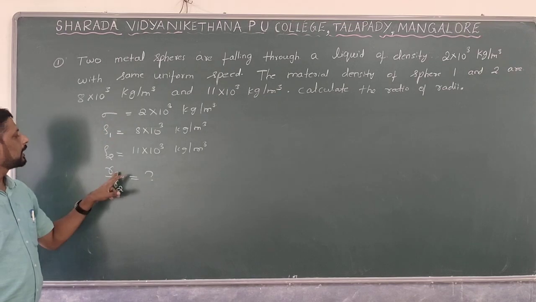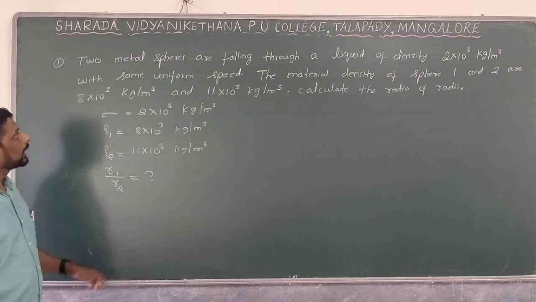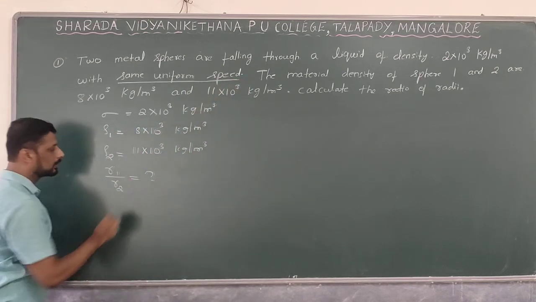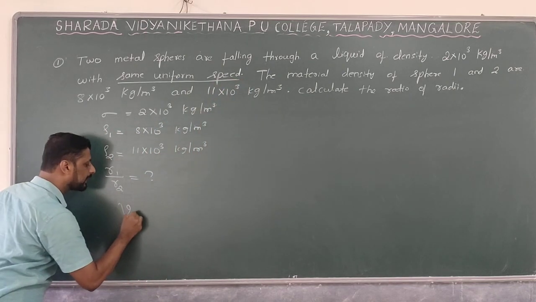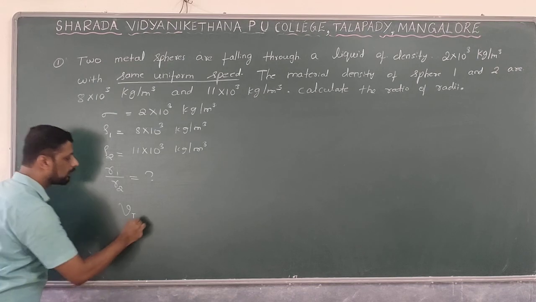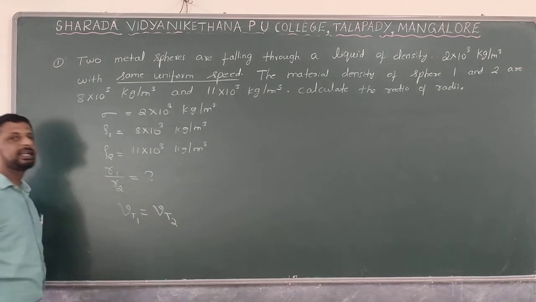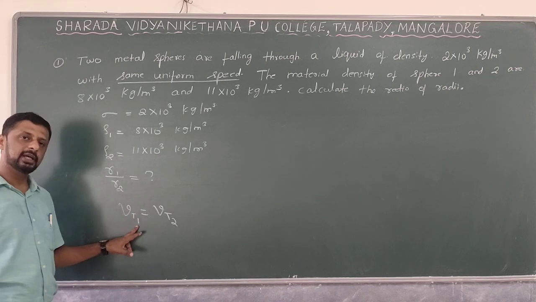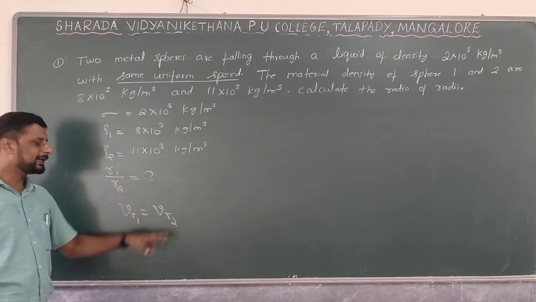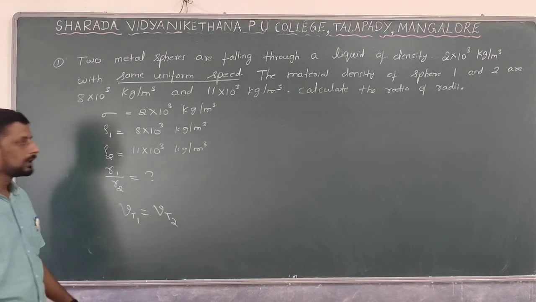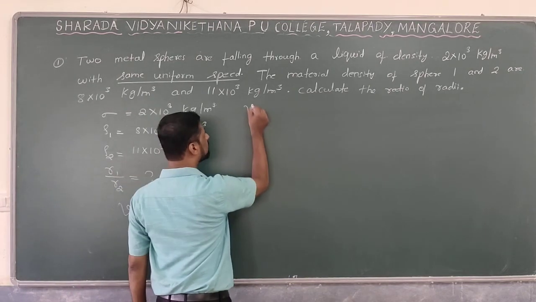Rho, sigma as well as R1 and R2. And one more thing, both the spheres are moving with the same uniform speed. So terminal speed Vt1 is equal to Vt2. Vt1 represents the terminal speed of sphere 1, which is equal to Vt2, the terminal speed of sphere 2. Since they are moving with the same uniform speed, what is the formula for terminal speed?